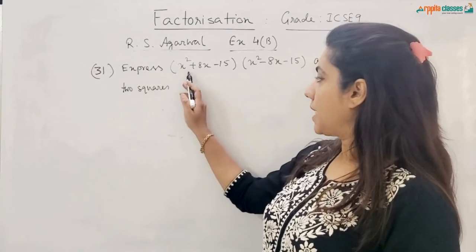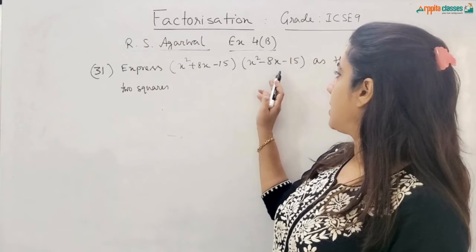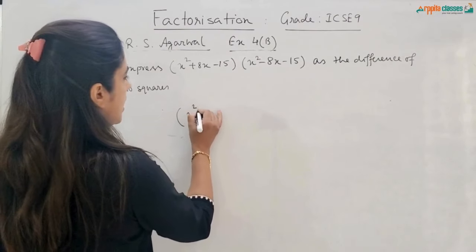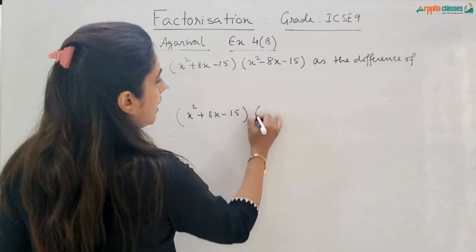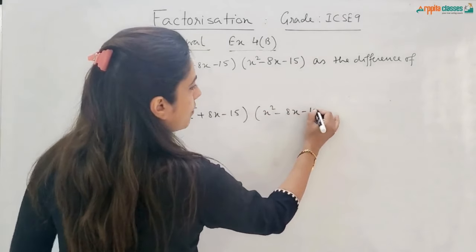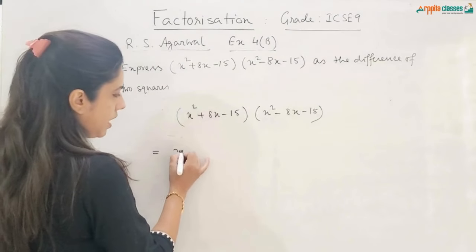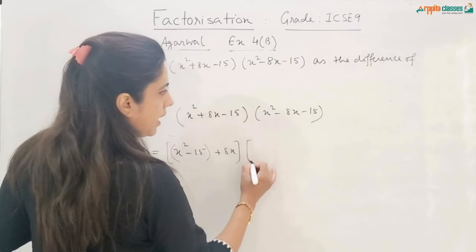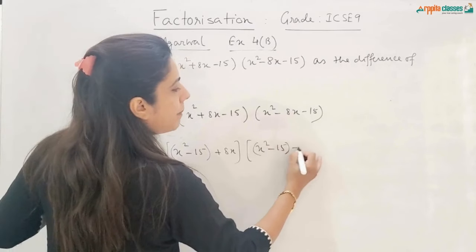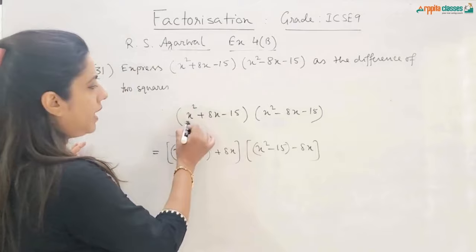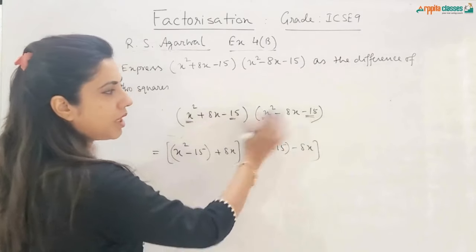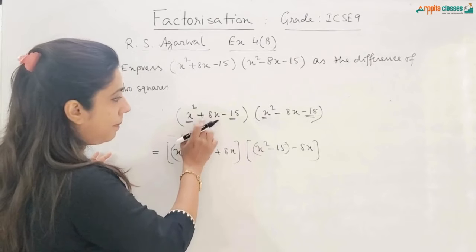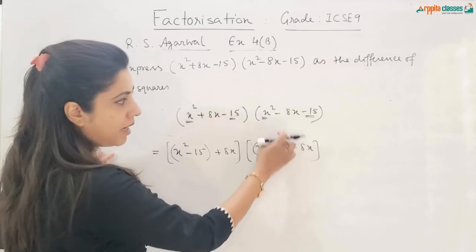They are saying express x square plus 8x minus 15 into x square minus 8x minus 15 as the difference of two squares. So let me write down this x square plus 8x minus 15 and x square minus 8x minus 15. So can I write it this way? x square minus 15 plus 8x. I'll explain you. And here x square minus 15 minus 8x. See what did I do? In both the terms you have x square minus 15. So I have taken x square minus 15 as a. So a plus b here and a minus b here.